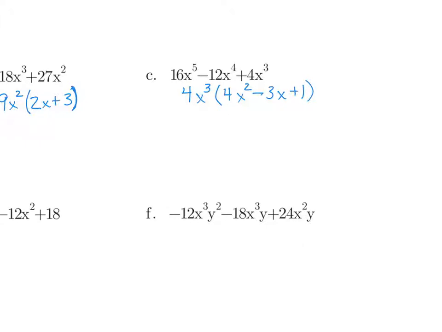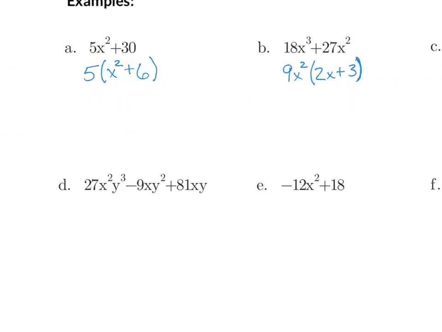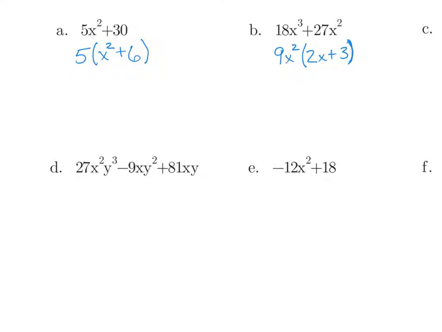All right, let's go over to example D. This one's a little bit more complicated because we got several variables running around. But same idea, we're just going to take it step by step. So to start off with, 27, -9, and 81 are all divisible by 9.